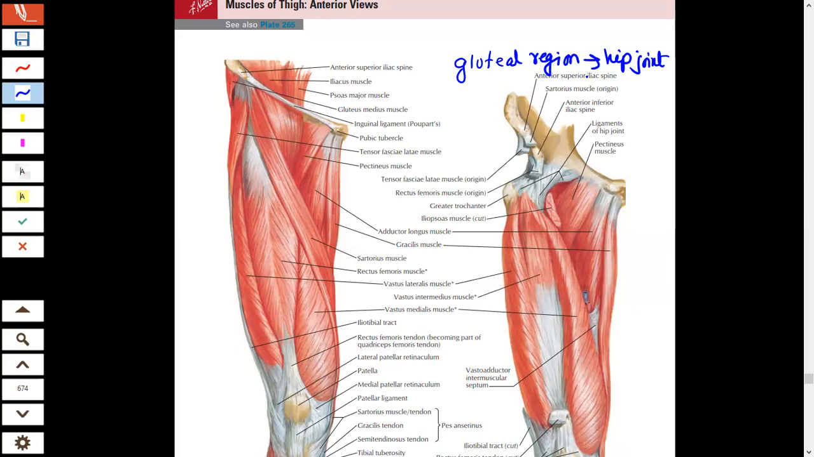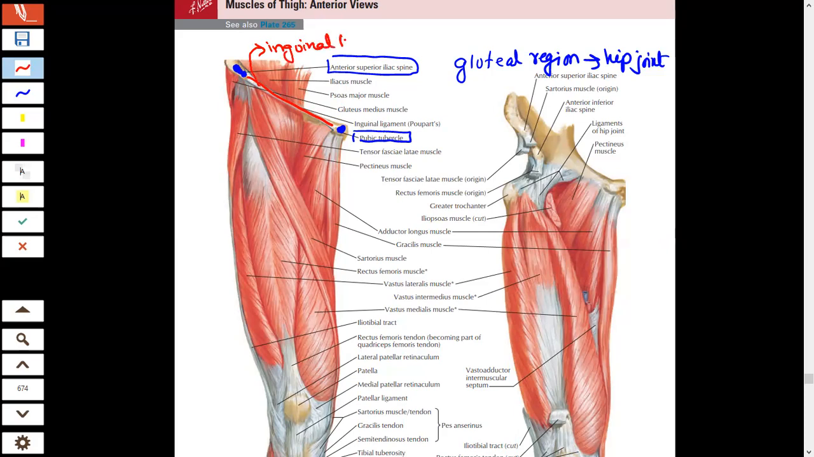Okay, so first of all see this diagram now. This is our anterior superior iliac spine. From this anterior superior iliac spine, a ligament is attaching here to the pubic tubercle. This ligament, which I am highlighting in the red color, this one, is known as the inguinal ligament.